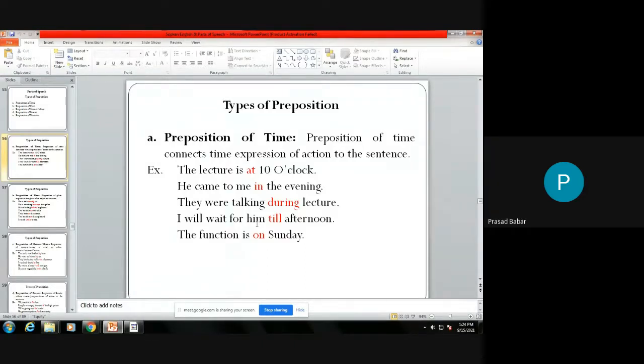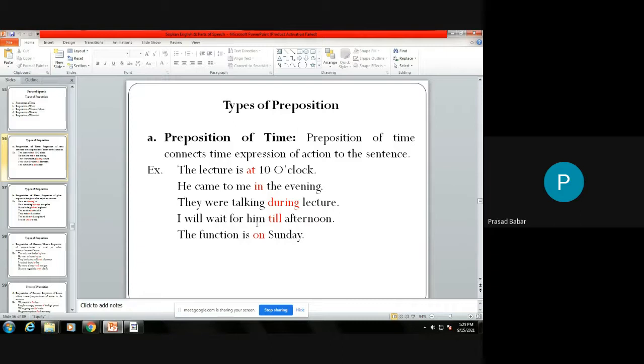And what are these prepositions indicating, or what type of meaning do we get from these words: at, in, during, till, on? So these are the time showing words, these are the indicators of time. We can say that these are the time expressions of action.